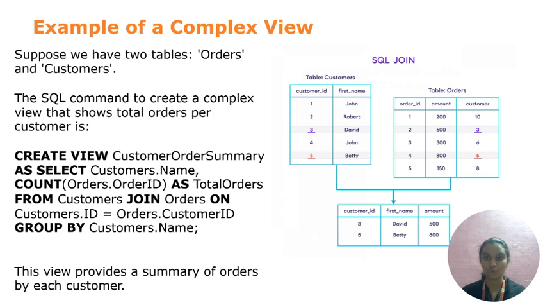If these both match each other, then the customer id, the first name and the amount can be displayed together by using the join operations. As we are using the various join operations and the aggregate functions, it represents a complex view. This view provides a summary of orders by each customer.